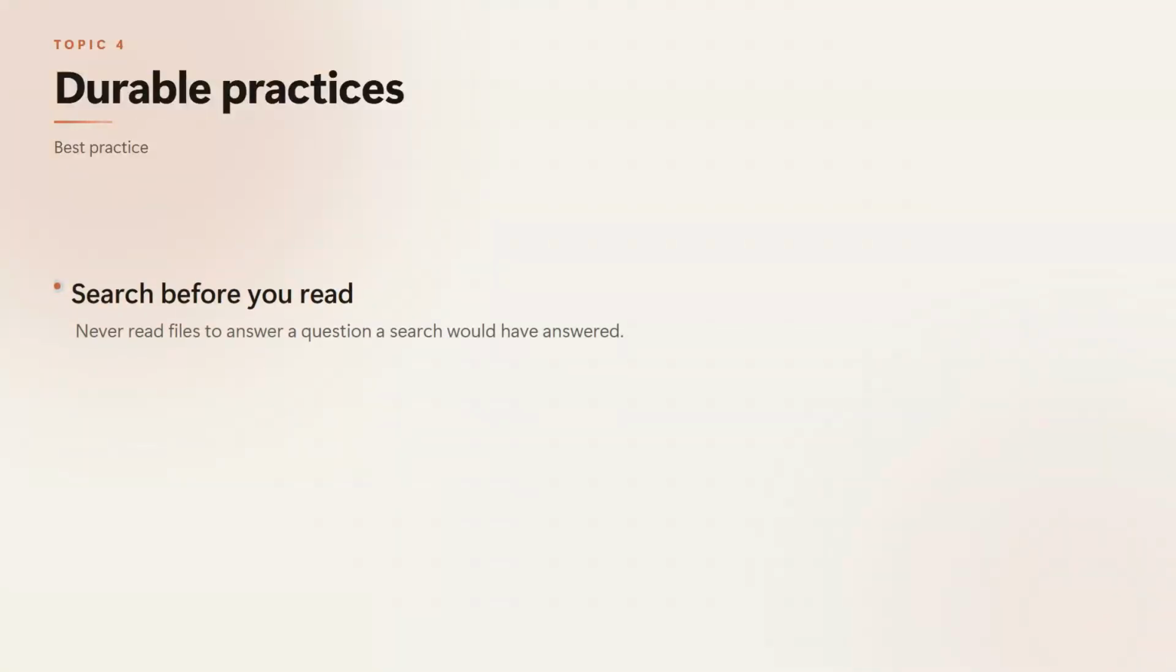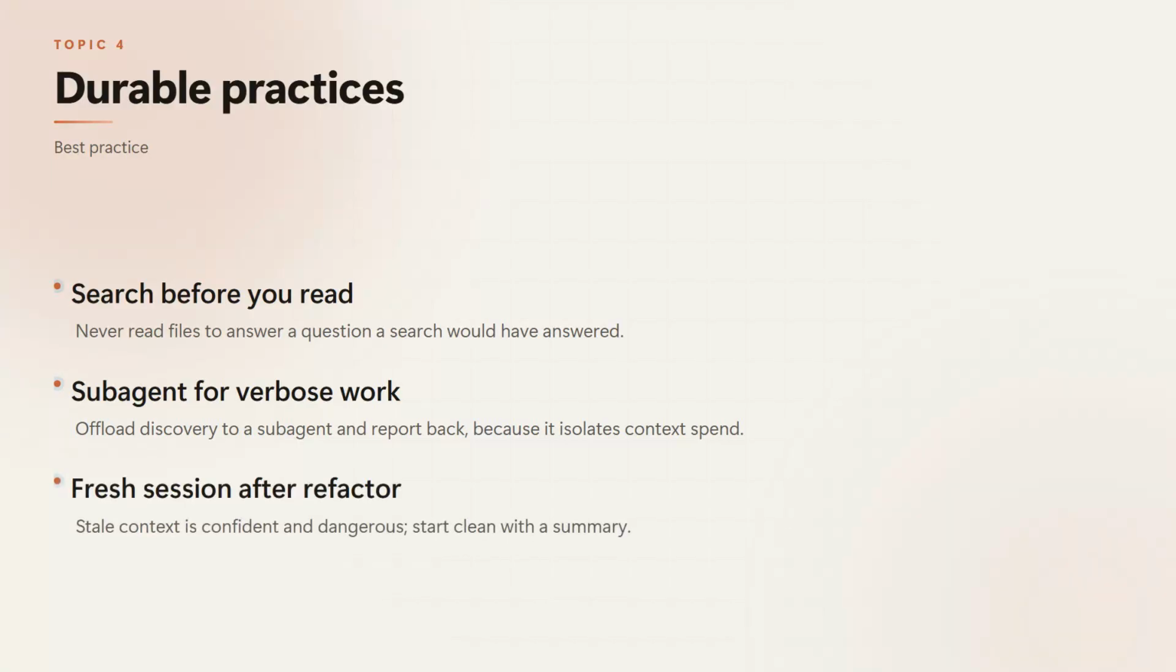The durable rule is, search before you read. Never spend context on files until you know they matter. When discovery is verbose, offload it to a subagent, not because it is faster, but because it isolates the context spent and reports back a summary. After a teammate's refactor, start a fresh session with a summary. Stale context is more dangerous than no context because it is confident. And when the agent prefers a built-in tool over a better MCP tool, improve the MCP tool's description. The agent chooses based on what it understands the tool to do, not on what the tool actually does.